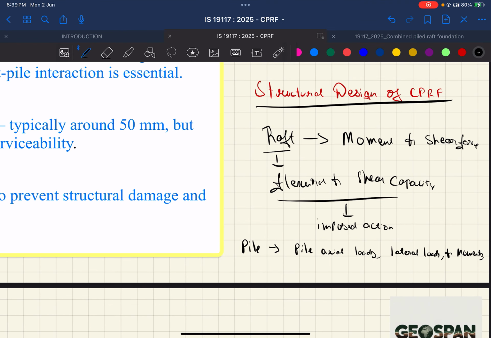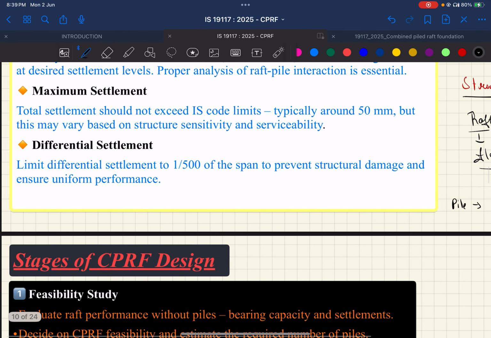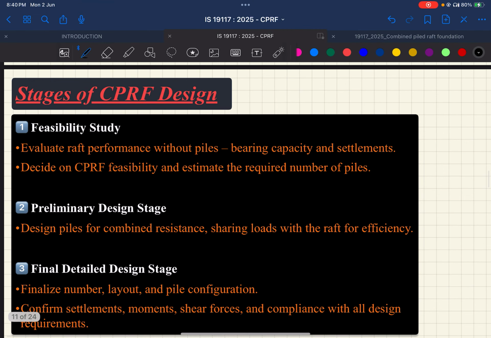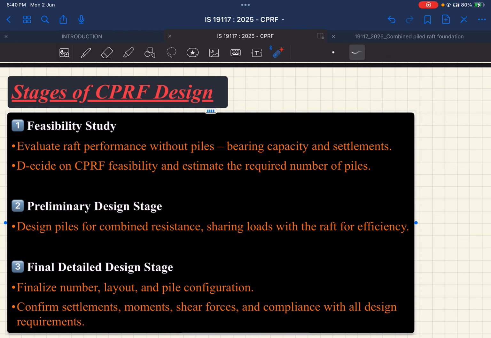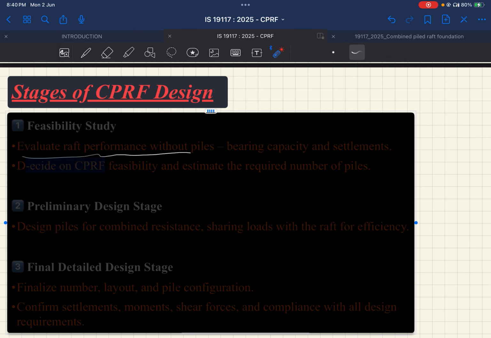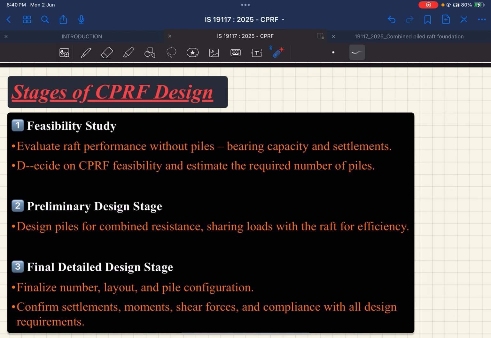Let's now move on to the three main stages of CPRF design. The first stage is the feasibility study, where we will be evaluating the raft performance without piles, and bearing capacity and settlements are checked for the raft.